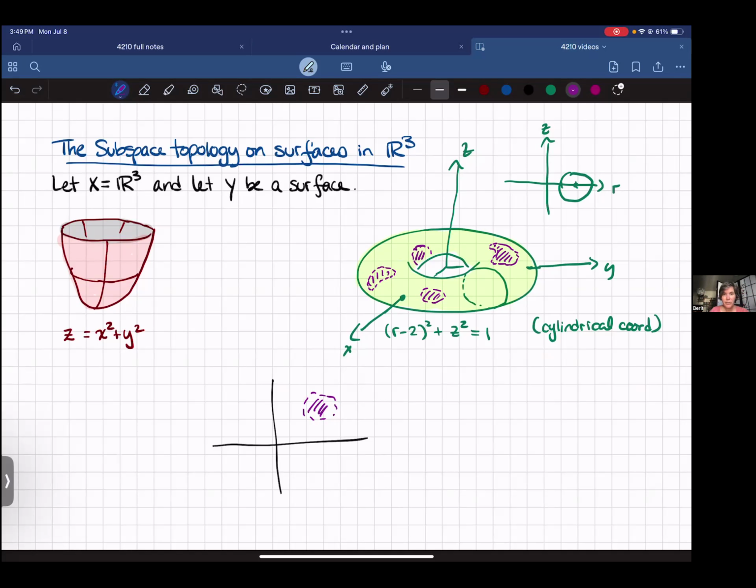Okay, and so this is the torus. We also call this, for reasons that we will see later, S1 cross S1, the circle crossed with the circle. And this is its subspace topology that it inherits from R3.